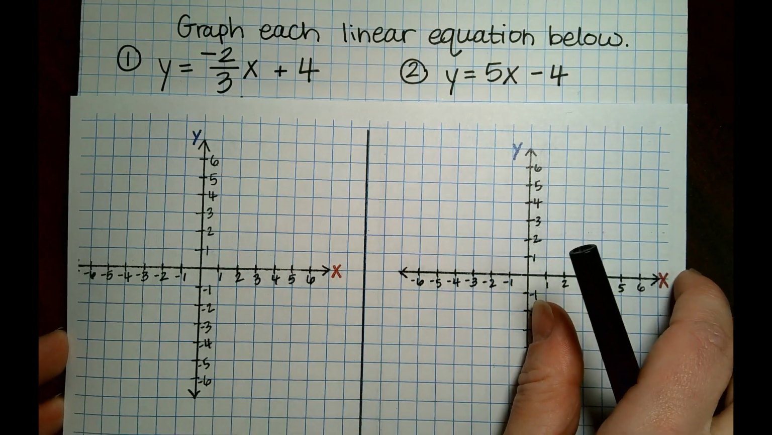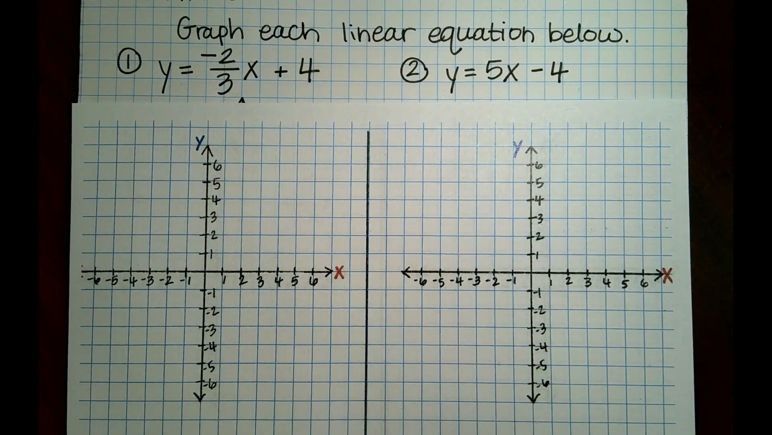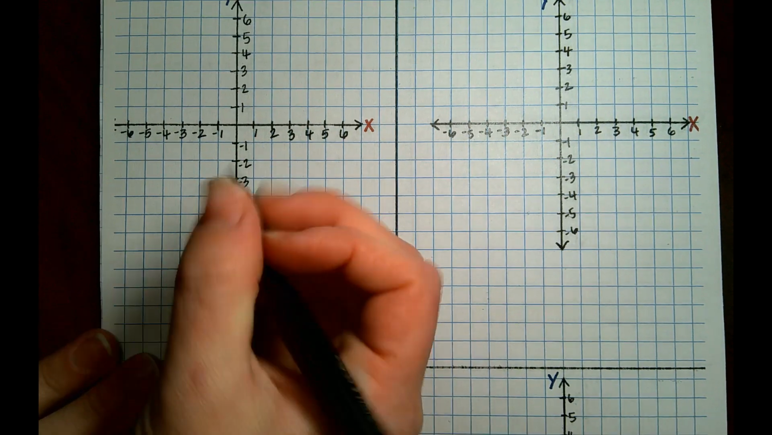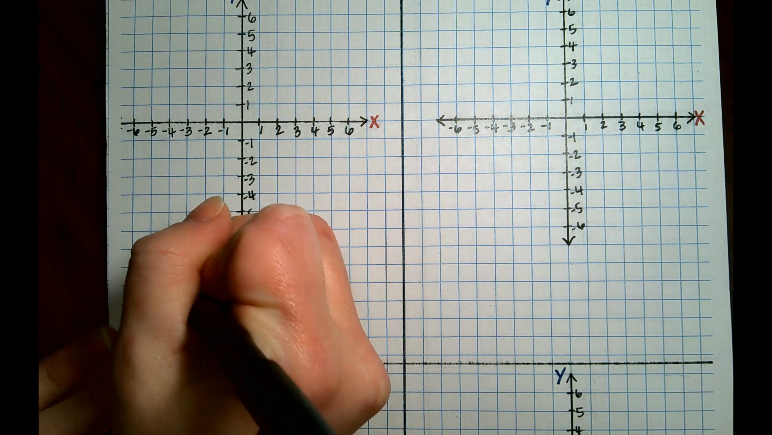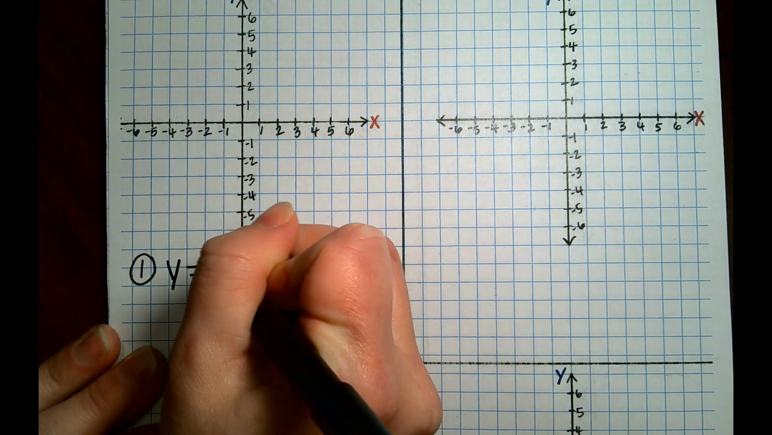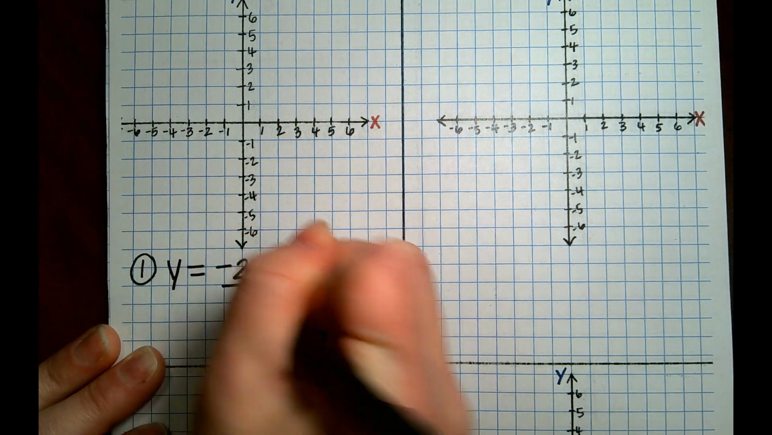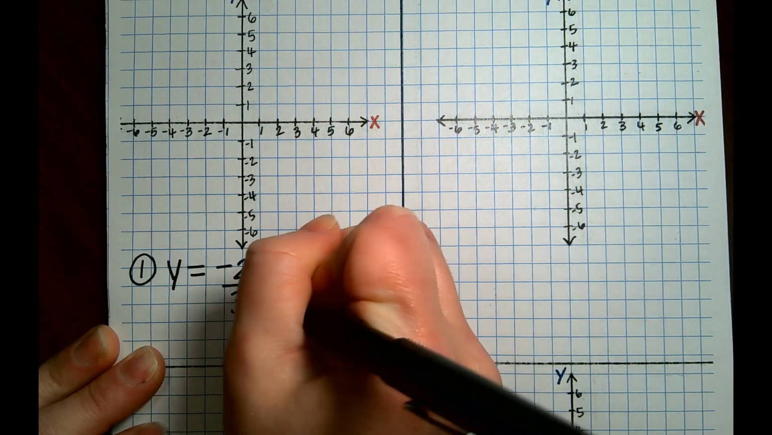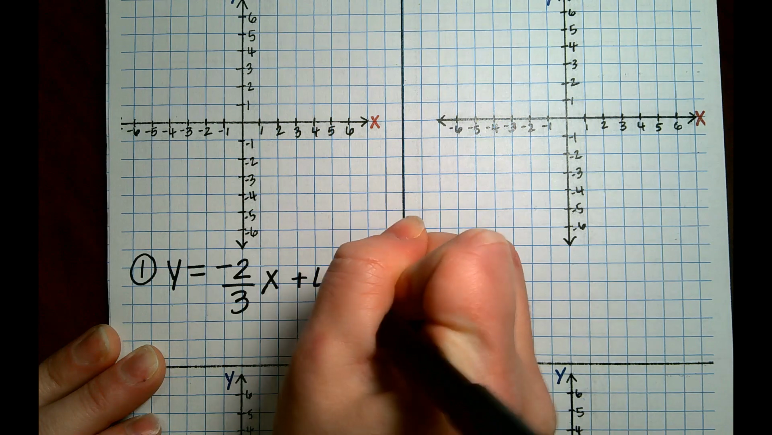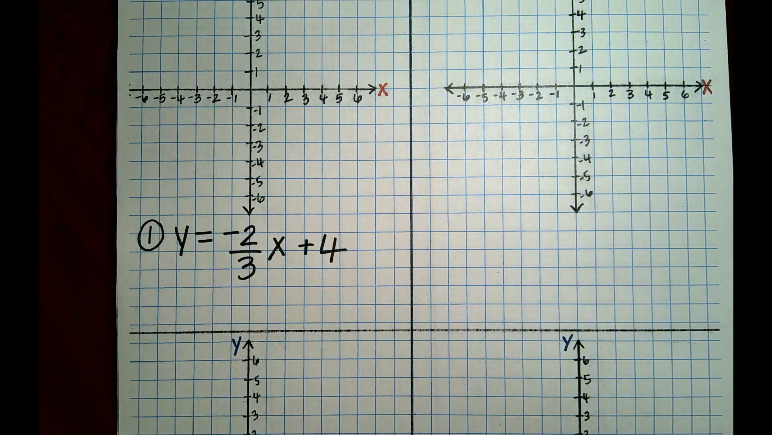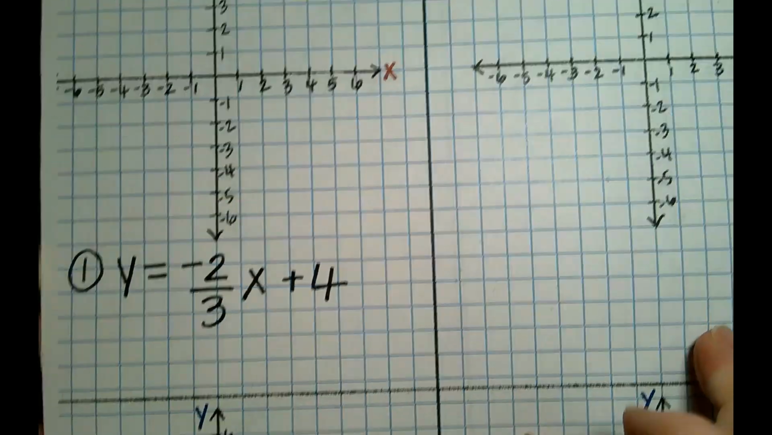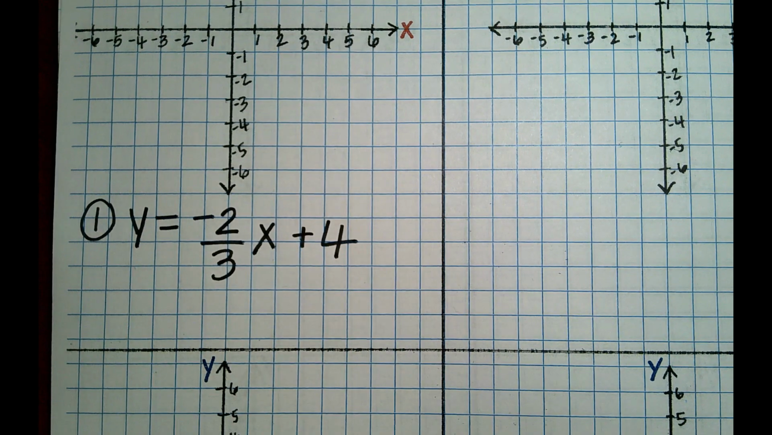Number 1. I'm going to rewrite the problem on my separate paper. We have y equals negative 2 over 3 x plus 4. So when we want to graph a linear equation, we're looking for two things first. Two things need to be identified. Does anybody know the name of the first thing?